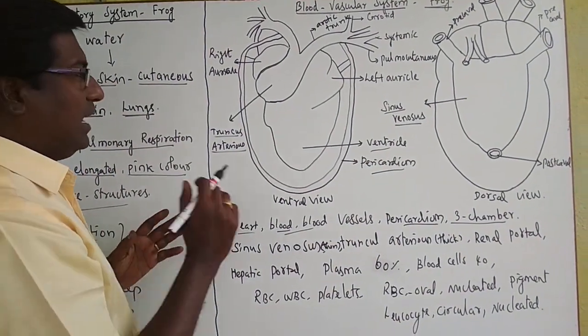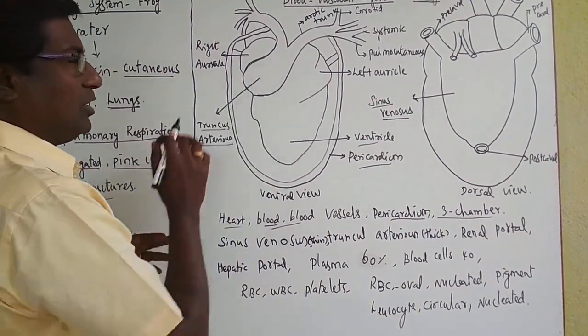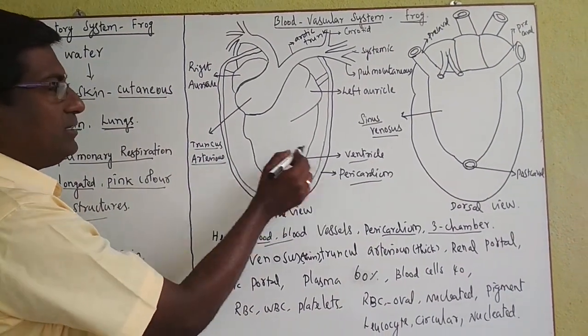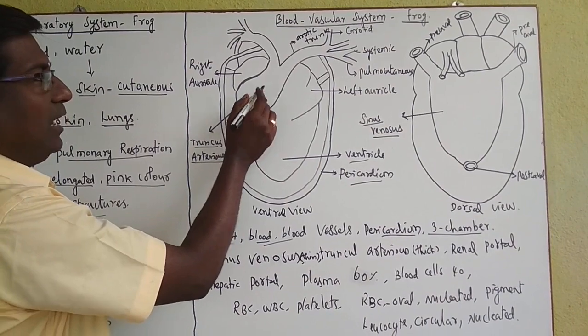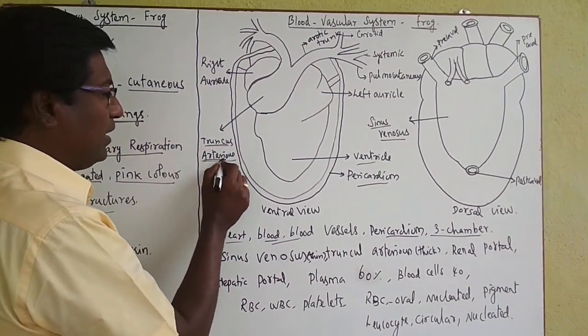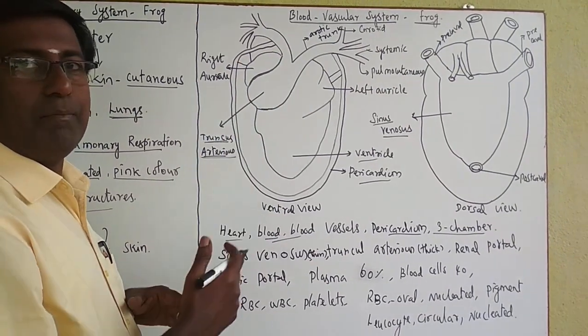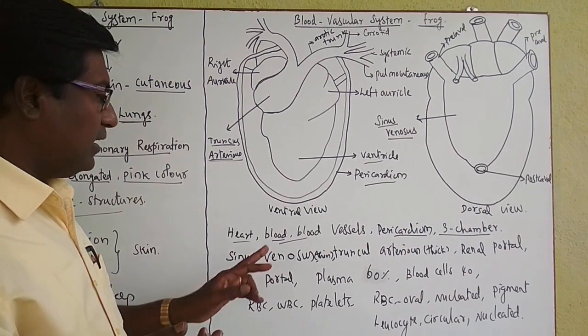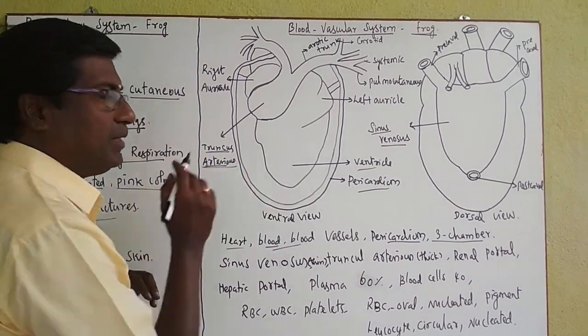Okay. Then, what is the function of these auricles? Sorry, this truncus arteriosus receives the blood from the ventricle and gives it out to all parts of the body. So, it is a delivering chamber, a blood-sending chamber. This truncus arteriosus is a cylindrical structure situated on the ventral view. It is developed from the ventricle.